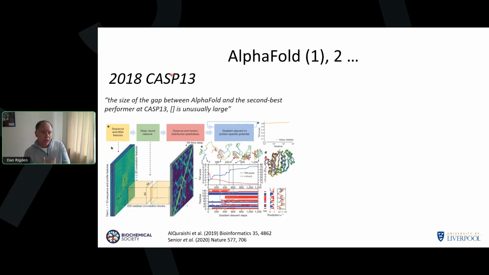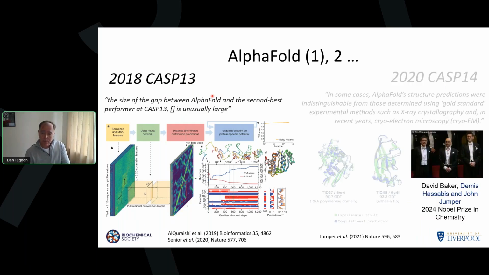This came to prominence at CASP 13. It's worth just making sure everyone knows what CASP is, because it comes throughout the talk. So CASP is an experiment every 2 years where people who develop the software are given unknown structures, and they will try and predict those structures, and then we test how well the different methods compare to each other. So CASP 13 was in 2018, and AlphaFold was already great at that time, quite exciting.